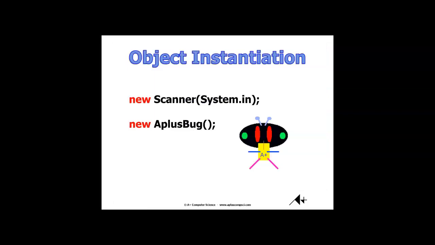Okay, here we go. We're going to talk about object instantiation. We're going to review this a little bit because in the last unit, the last video, we went over this quite a bit, but we need to bring it back in because it's really important.